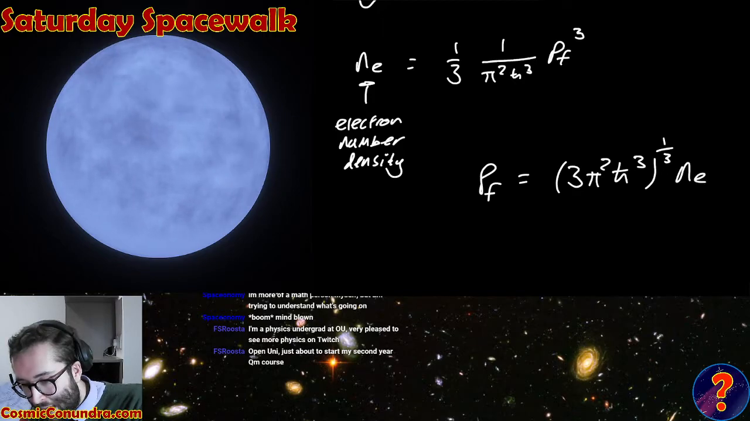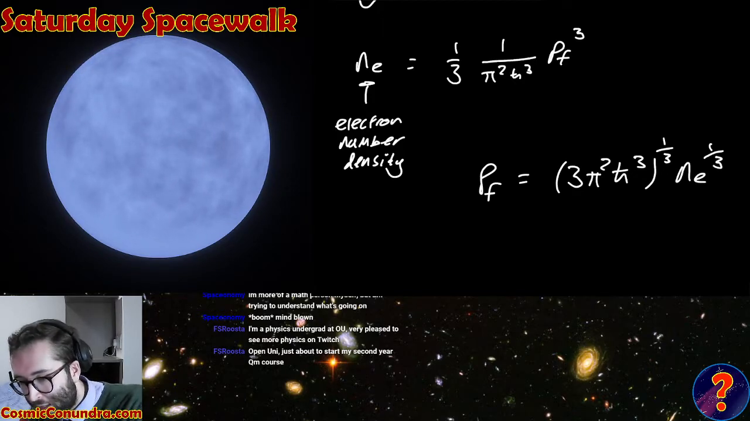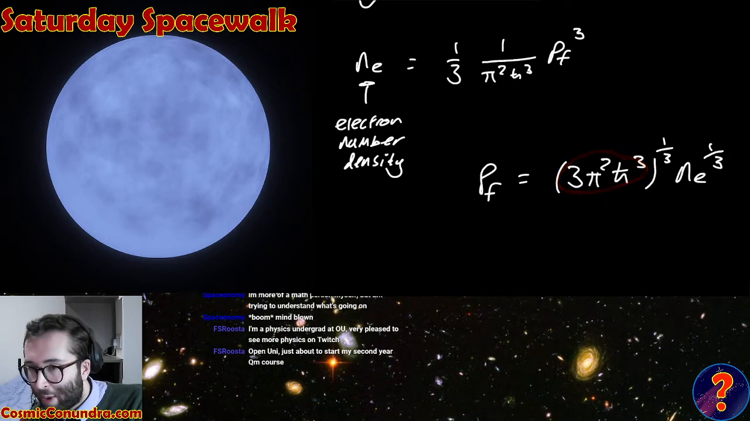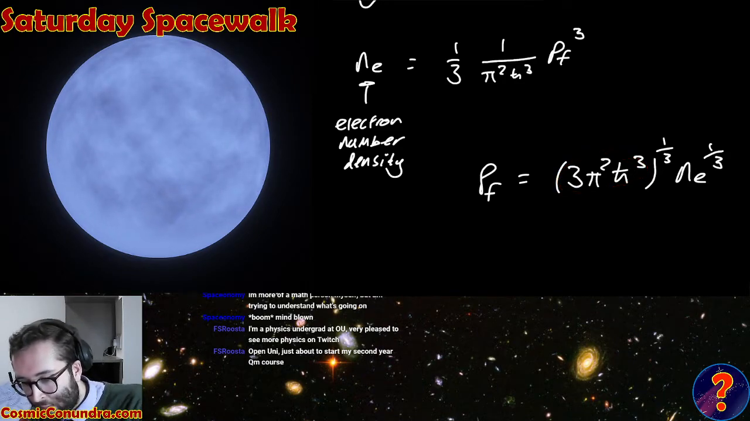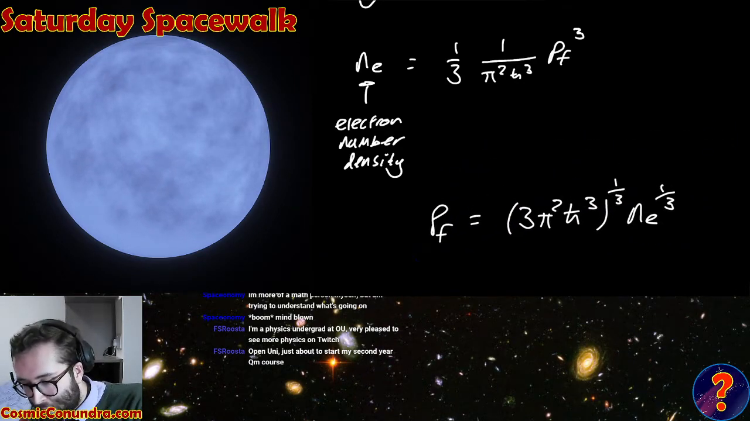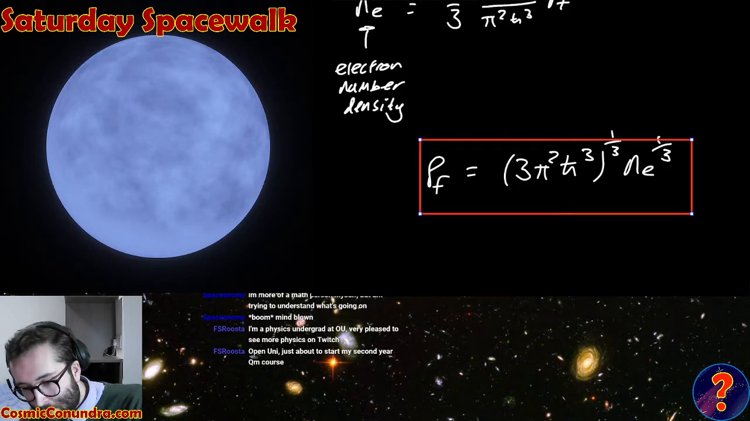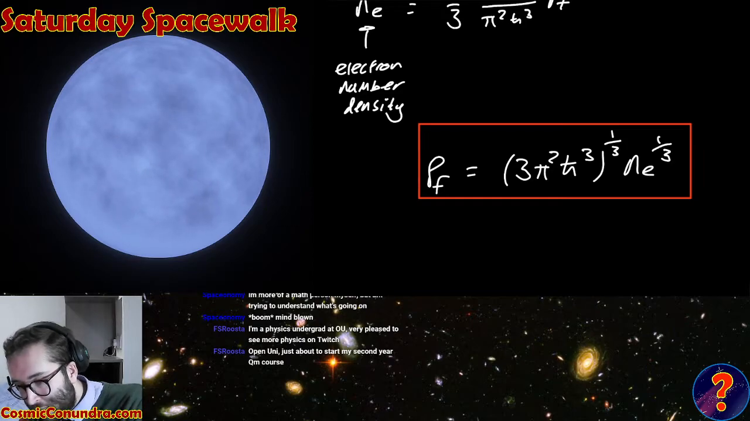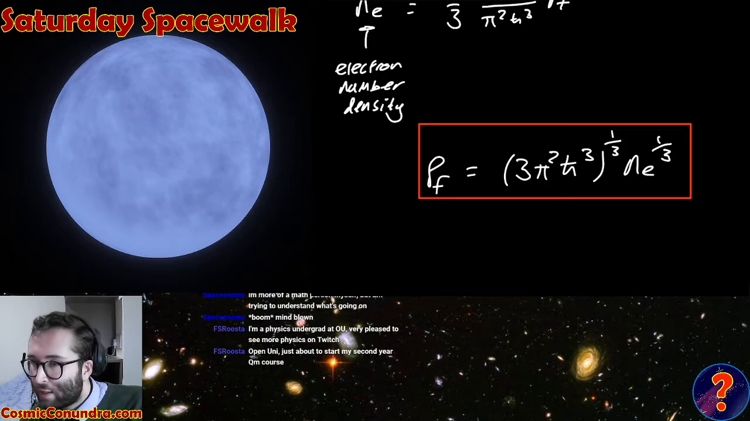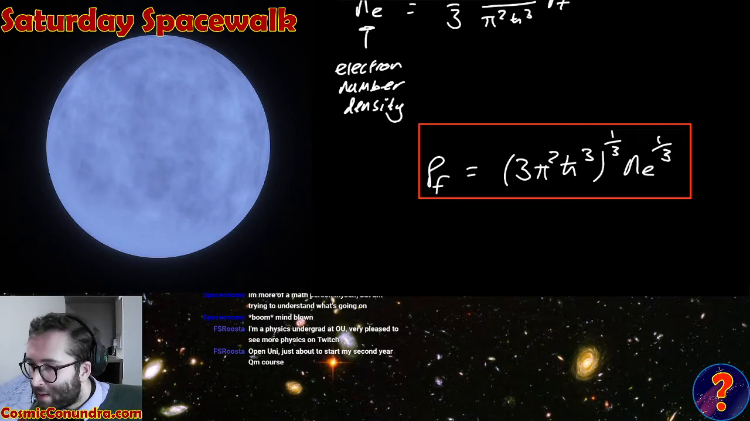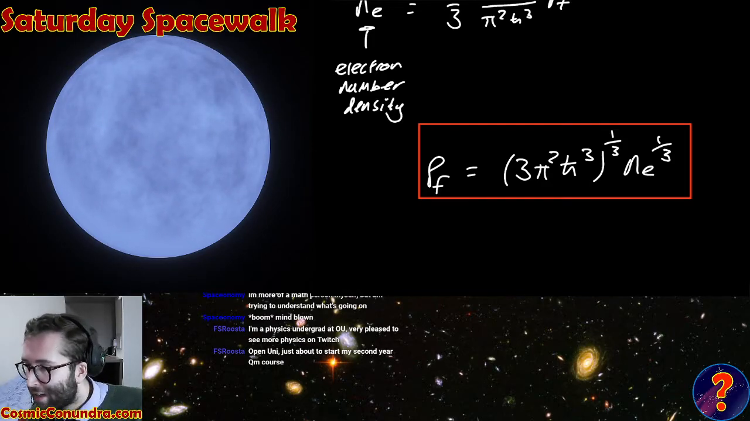And I'm going to keep the NE outside. I could, of course, have kept it all inside of the power of a third here, but I want to keep it outside because we'll play around a little with it later. Okay. So this is our expression for the maximum momentum that is filled up in our gas of fermions, in our collection, in our system of electrons.